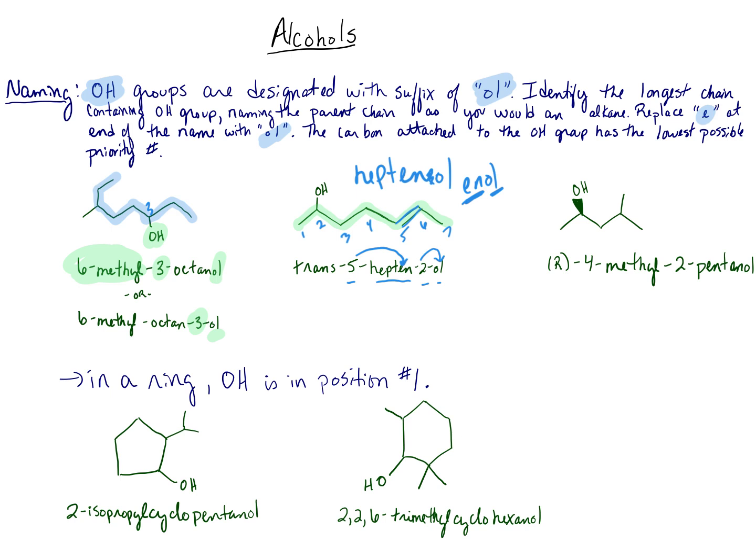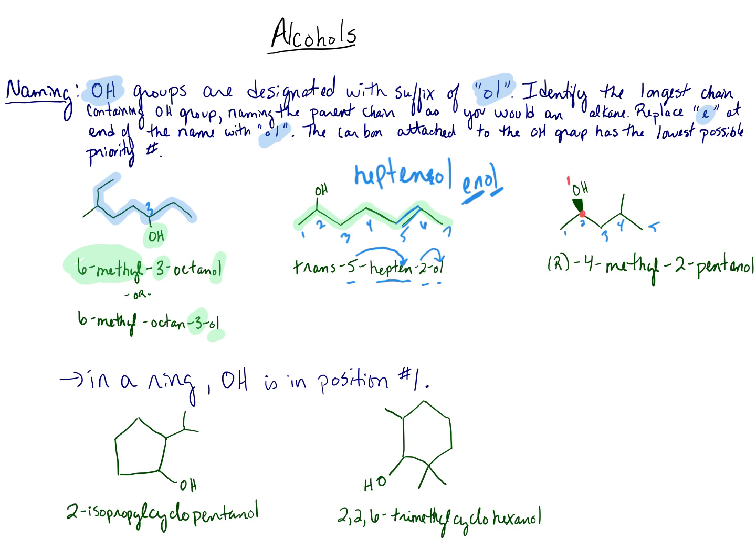You can still have R and S types of substituents. So here we see this is R-4-methyl-2-pentanol, because this would be 1, 2, 3, 4, 5. Just as a reminder, our prioritizing when it comes to labeling the priorities around the carbon here, that is your chiral center, that is different and separate and apart from your chain. So I'm putting it in a different color so you can see that.